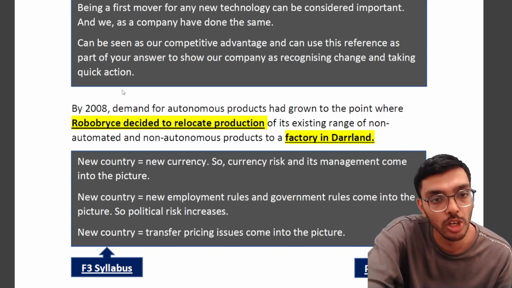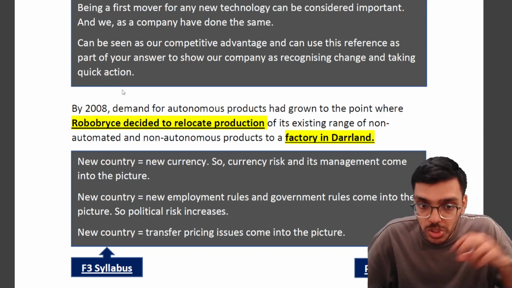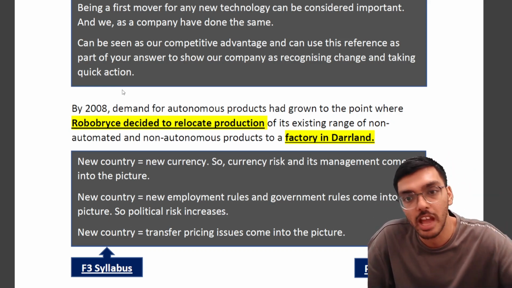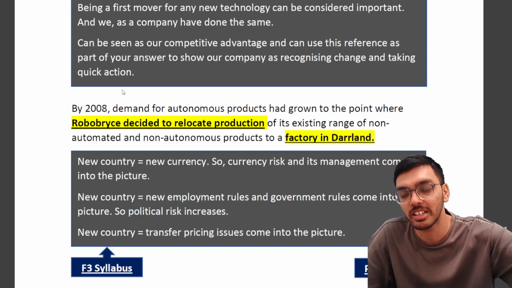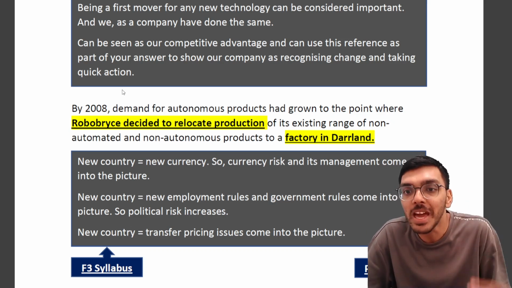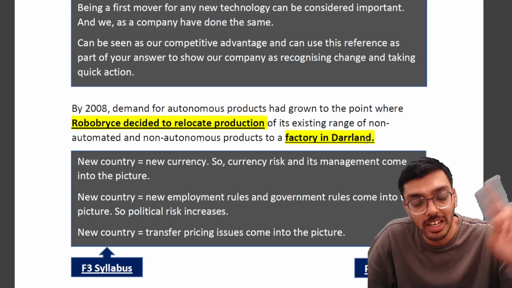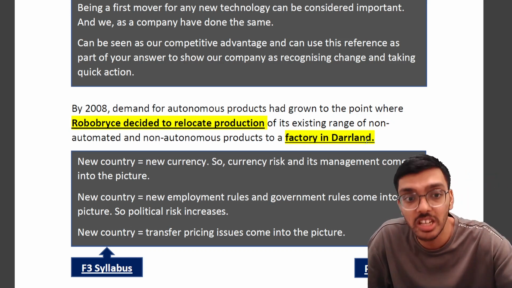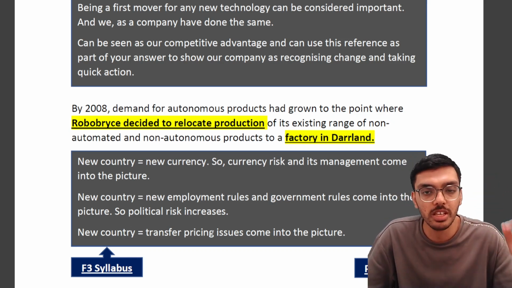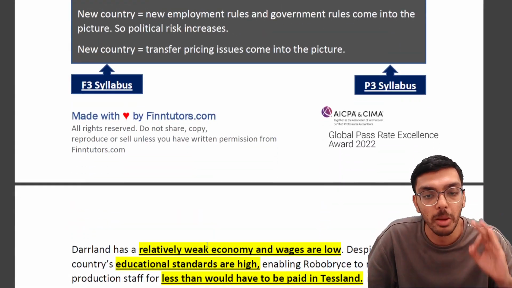And I have taught you how you are supposed to study technical topics in F3 in the second class itself. So I hope you have very carefully gone through that. But this is a very important revelation that they have made over here, and I will consider this as a top issue because currency risk management often comes up in the exam.